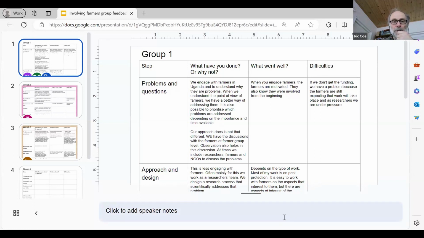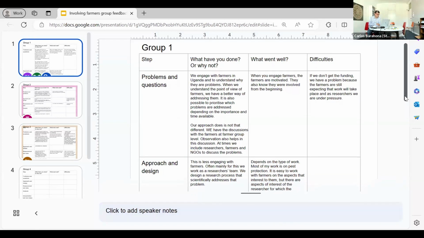Yeah, who was in group one? Who's going to just summarize some highlights from group one? That's what's on the screen now. That was me, Rick, taking notes for group one. So I'm just realizing that I've got the room camera rather than my own camera.